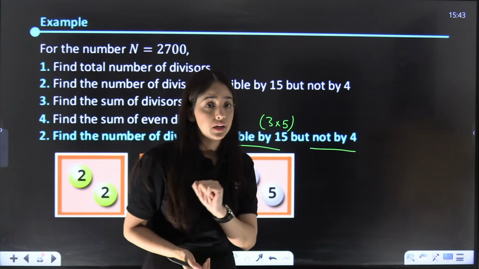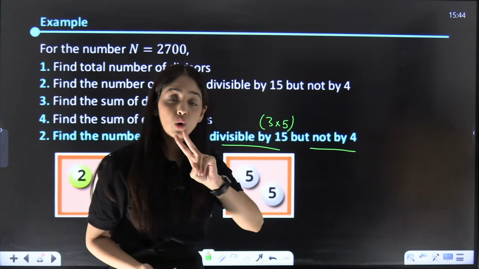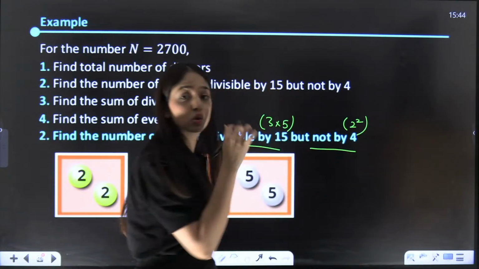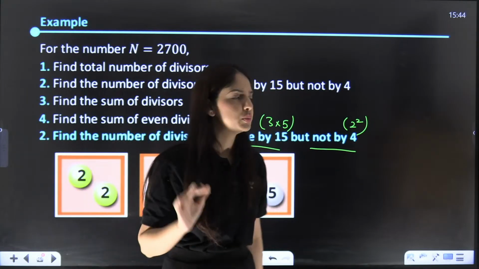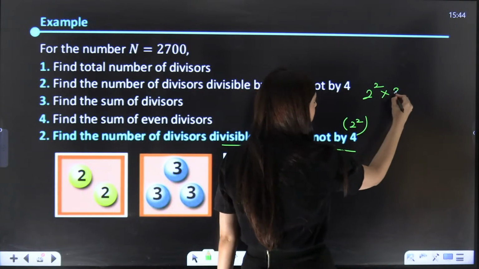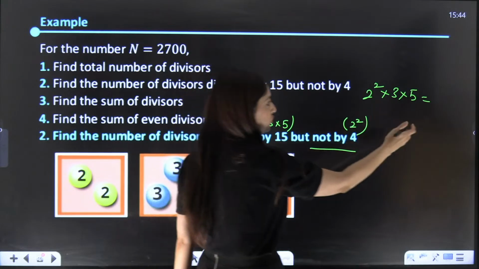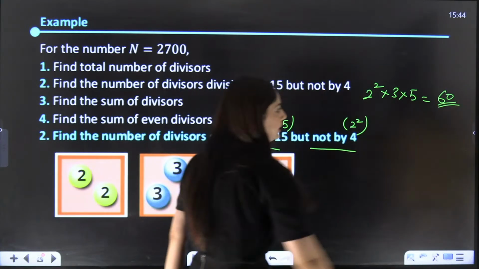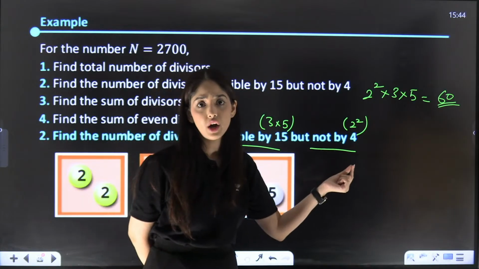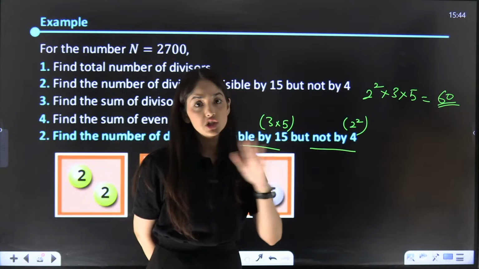But not by 4. What does that mean? No 2 2's should be there. This is 2 square. So 2 square should not be there. For example, let's say we have 2 square into 3 into 5. What is this? 4 into 3, 12 into 5, 60. In that case, 60 is divisible by 15, but also divisible by 4, which is not what we want.